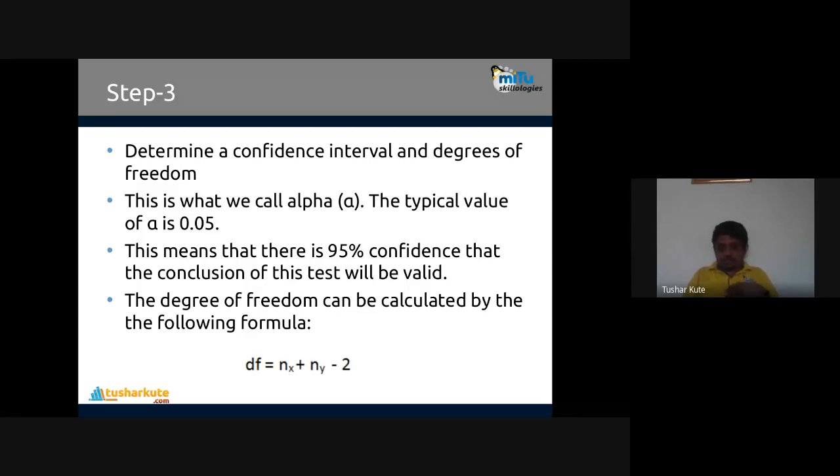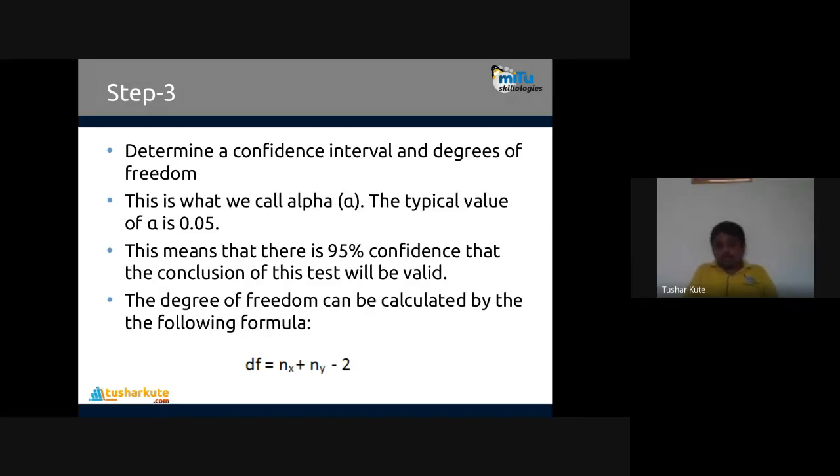95% confidence. Confidence is just like accuracy, we can say. I can surely put that 95% this test is correct. So that is what we call a confidence interval, which value is put between 0 to 1. So 0.05 means 5% is there, just like an error. If you subtract 5% from 100, you get 95%, which is the confidence that the conclusion of this test will be valid.